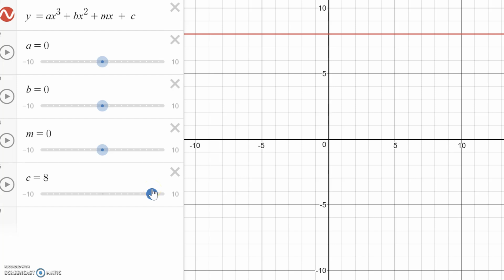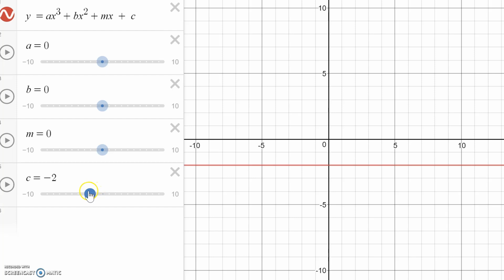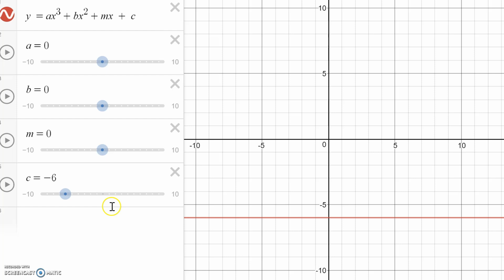Okay, and if we make the c value negative, we make it minus 2, well, if we have c equals minus 2, our horizontal line drops below our x-axis, and y is now always minus 2. We get a horizontal line with an intercept of minus 2. Y equals minus 6 will look like that line. So that's the dullest line we can have. Let's set c back to 0.